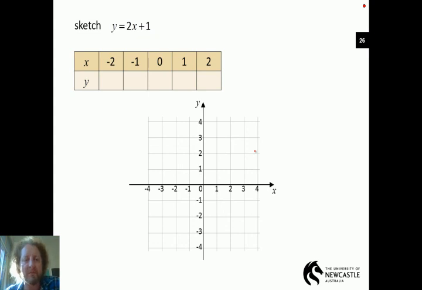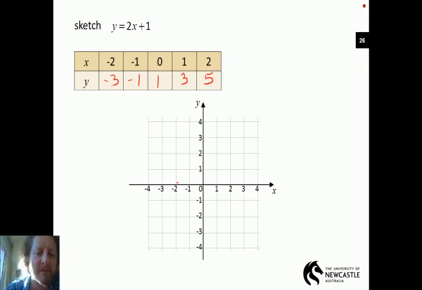y equals 2x plus 1. Well, let's sub it in again. 2 times minus 2 is minus 4, but plus 1 brings us to minus 3. 2 times minus 1 is minus 2, plus 1 is minus 1. 2 times 0 is 0, plus 1 is 1. 2 times 1 is 2, plus 1 is 3. And 2 times 2 is 4, plus 1 is 5.